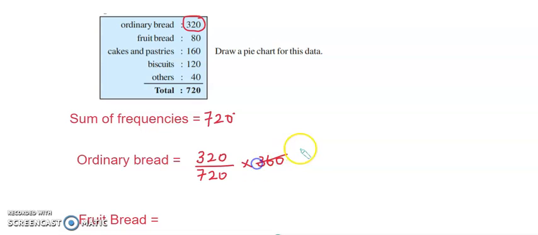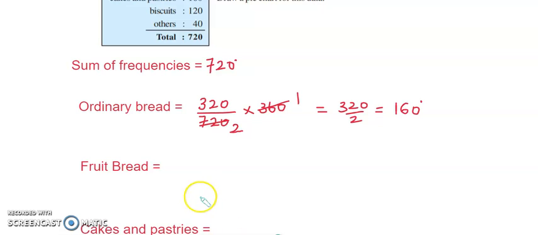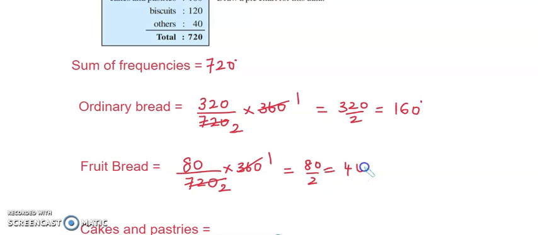Now 360 ones are 360, 360 twos are 720, so 360 and 720 are cancelling off. It is becoming half. So it's 320 divided by 2, which is 160. Right? Next, the fruit bread is 80. So we'll say 80 divided by 720 multiplied by 360. It's 80 divided by 2, equal to 40.